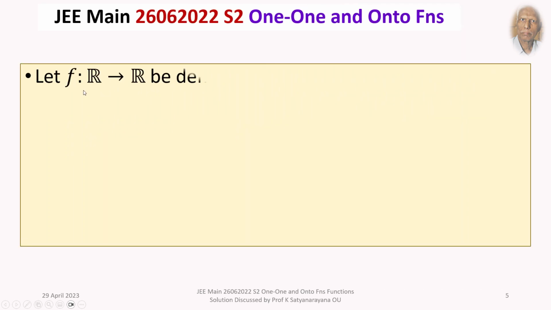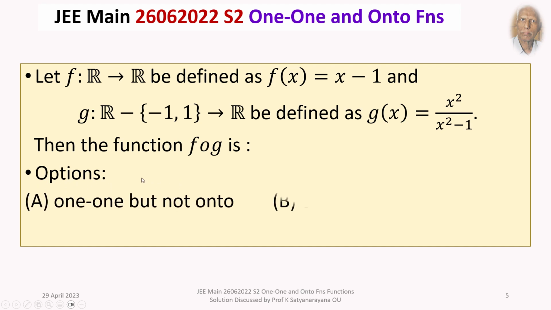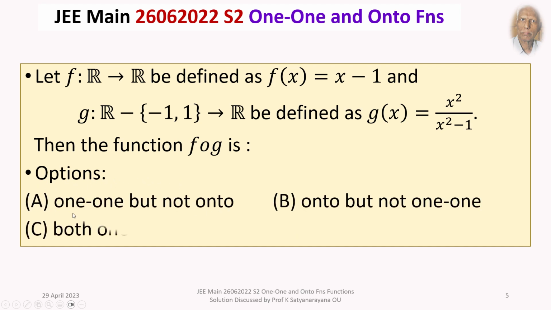The given question is, let f be a function from the set of real numbers into itself defined as f of x is equal to x minus 1, and g is a function defined from R minus the set consisting of minus 1 and plus 1 into the set of real numbers, defined as g of x is equal to x square by x square minus 1. Then f compose g, that is the composition of f with g, is, and we are given four options.